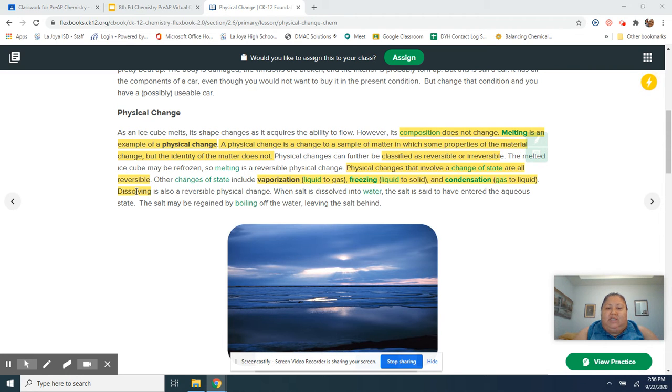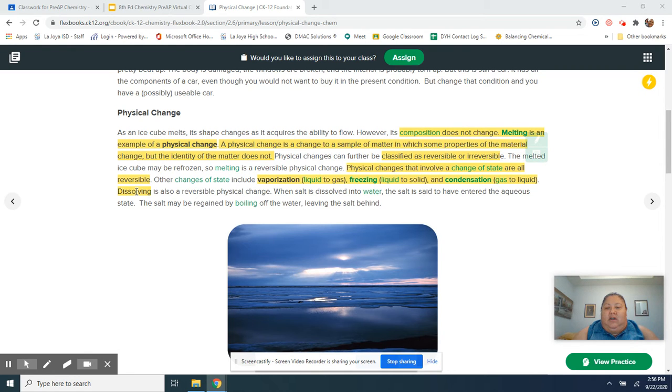A physical change is a change to a sample of matter in which some properties of the material change, but not the identity of the matter. Okay. Some physical changes are reversible, some are irreversible. The example of reversible would be the ice cube, that liquid water being refrozen, and we could call melting a reversible physical change.